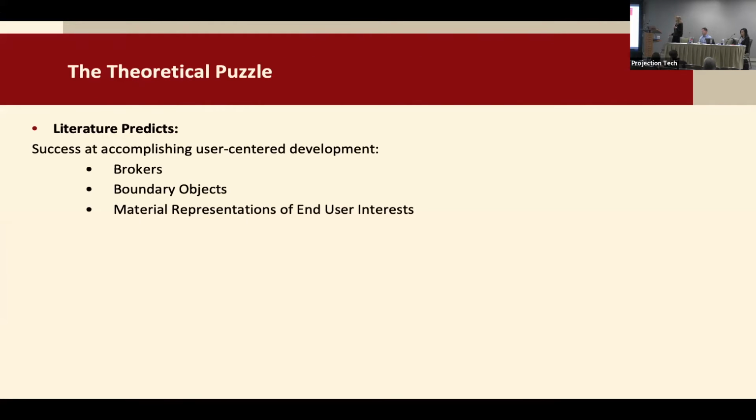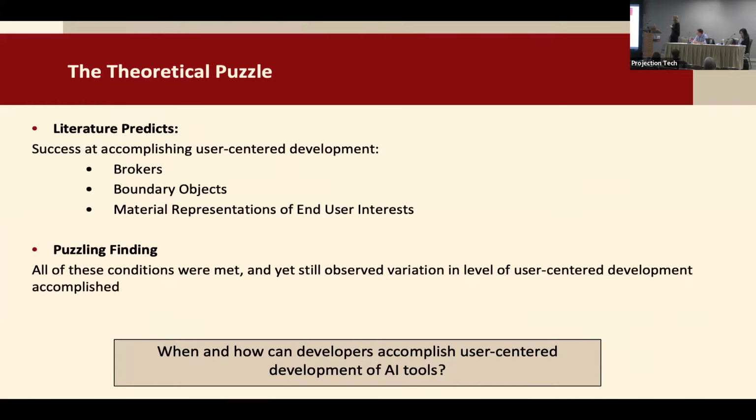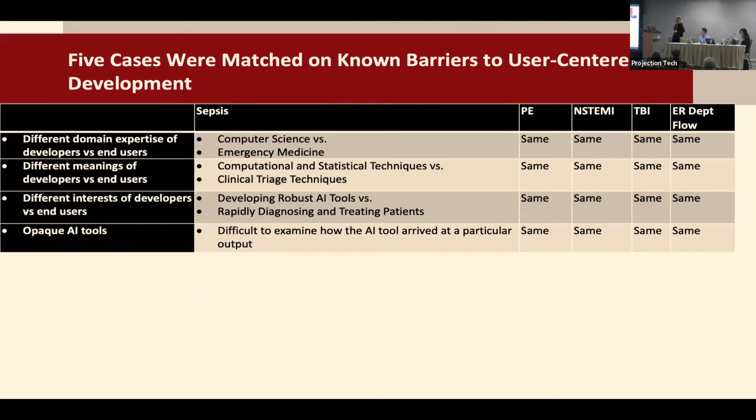The theoretical puzzle in my setting is that they had these things that you're supposed to have to accomplish user-centered design, yet I still see variation across these 5 cases in how well they were able to accomplish user-centered design. So how can we explain that? Methods is doing these 5 case studies, interviewing developers, users, and other stakeholders, doing observational work, using archival data, and comparing this. I'm going to go quickly through this.